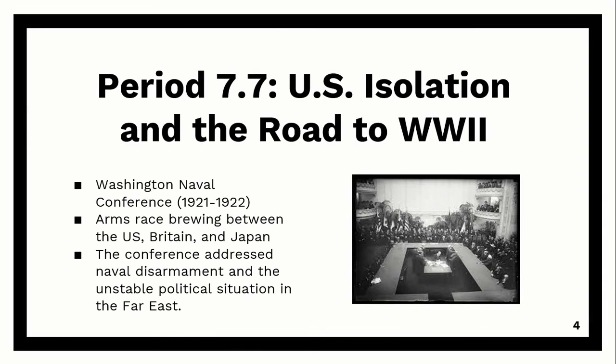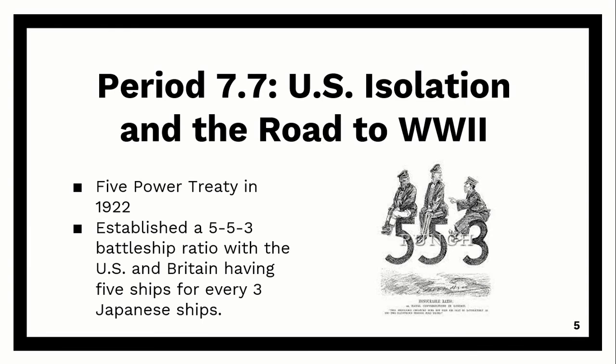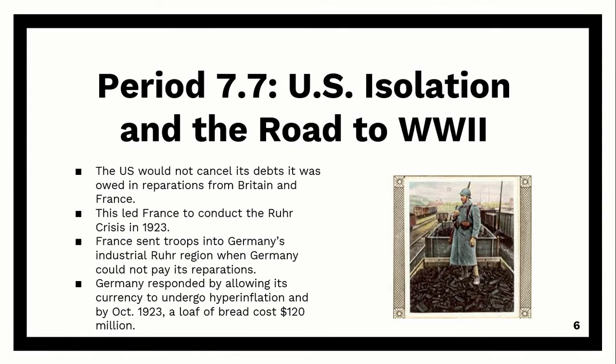There was an arms race brewing between the US, Britain, and Japan, and the Washington Naval Conference was formed because of this. This conference addressed naval disarmament and the unstable political situation in the Far East. As a result of this conference, the Five Power Treaty was created in 1922. It established a 5-5-3 battleship ratio, with the US and Britain having 5 ships for every 3 Japanese ships.